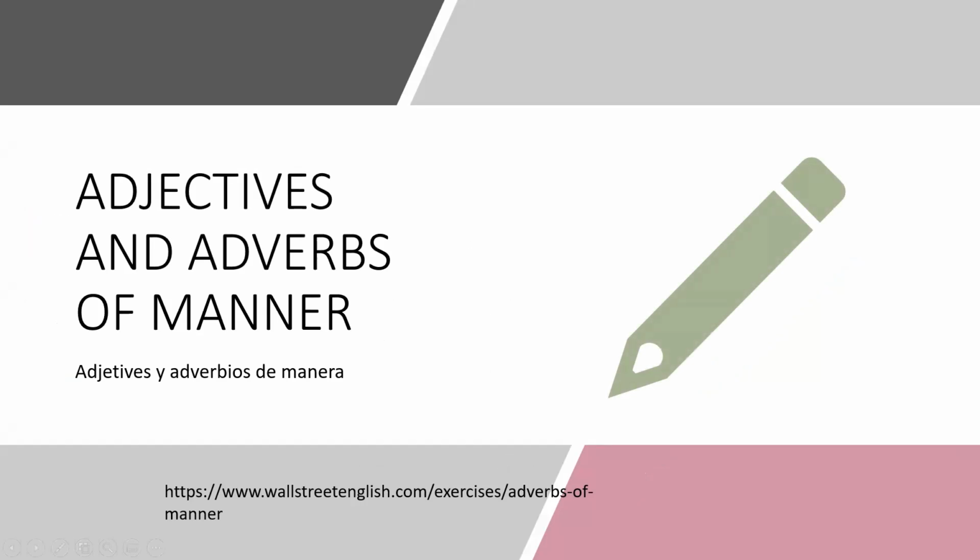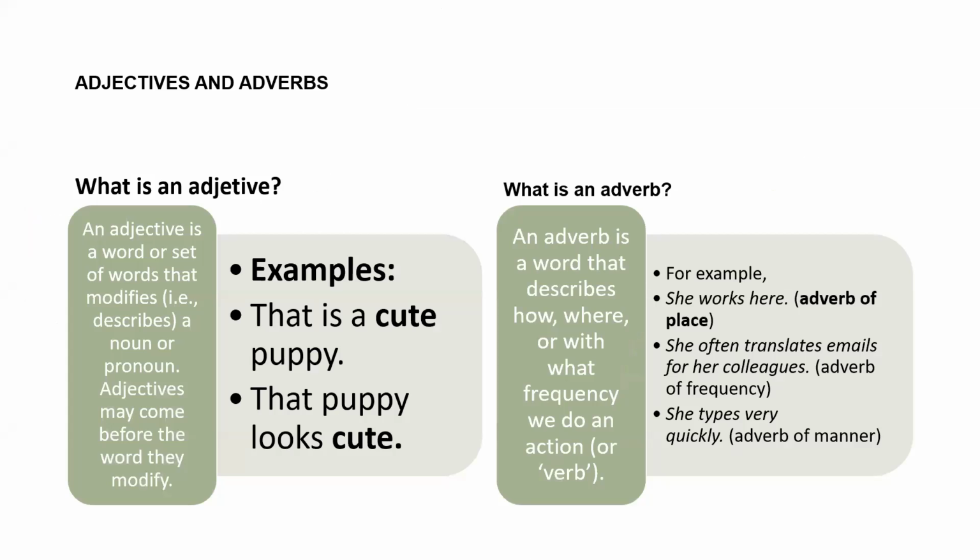Today we are going to learn about adjectives and adverbs of manner. Do you remember that we use adjectives to describe something? So what is an adjective? An adjective is a word or set of words that modifies a noun or a pronoun. For example, "That is a cute puppy." The adjective "cute" is usually before the word that it modifies, in this case, the noun.